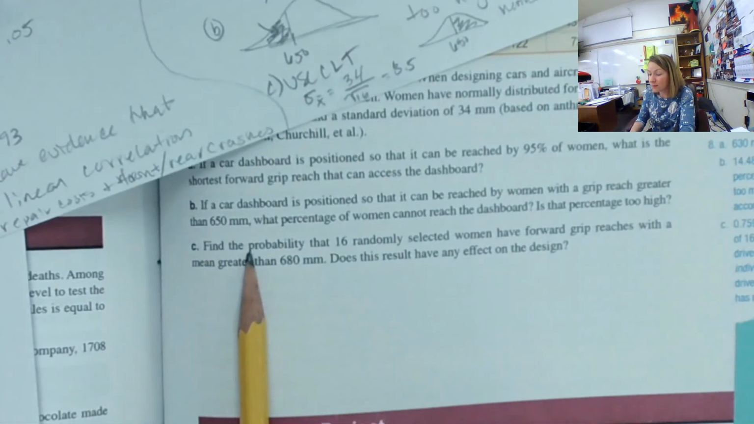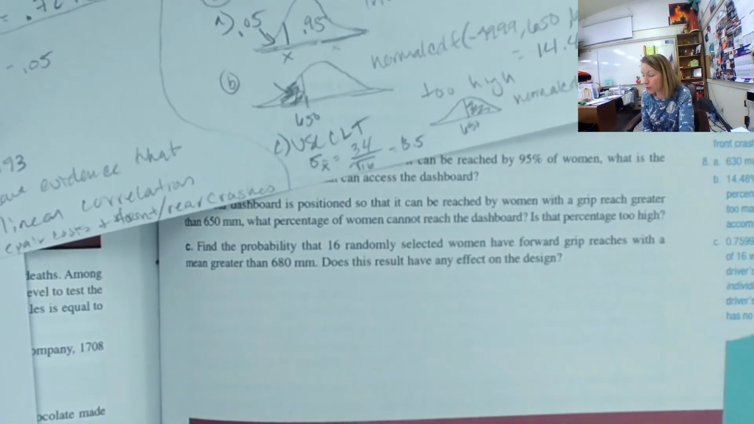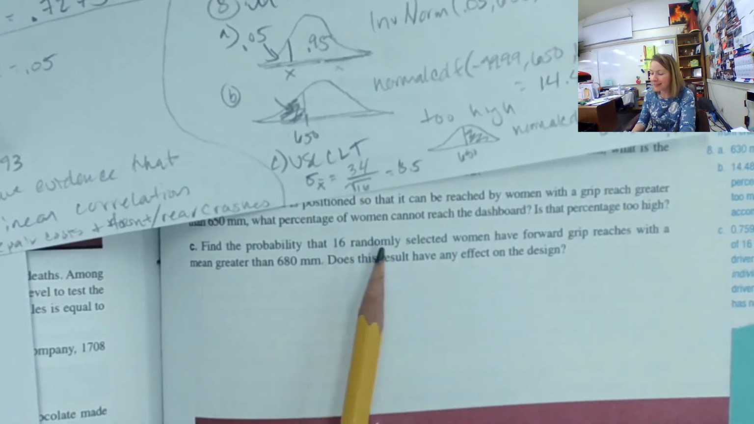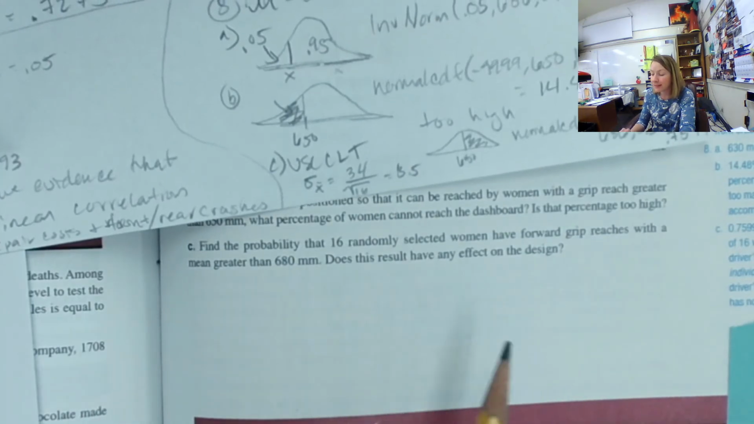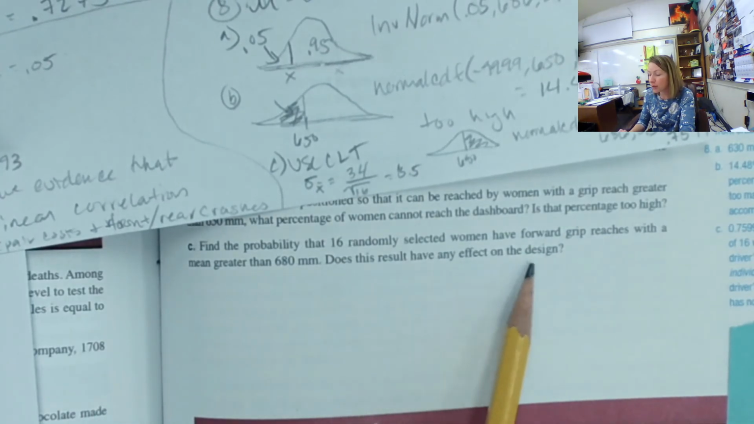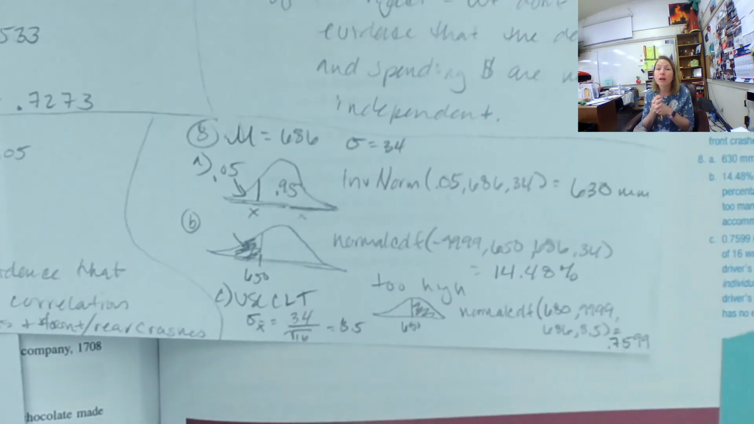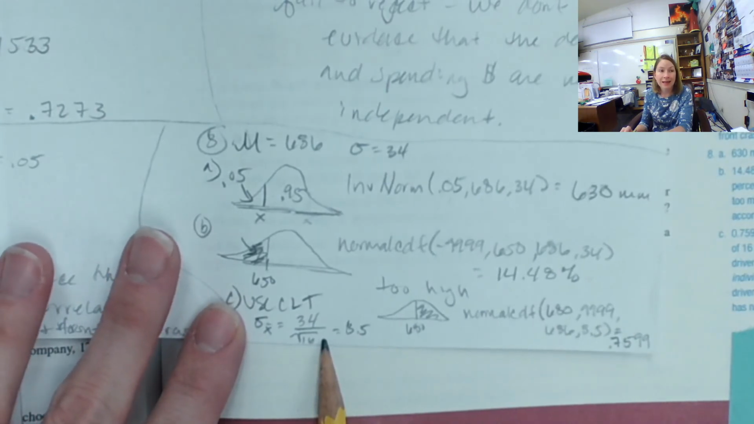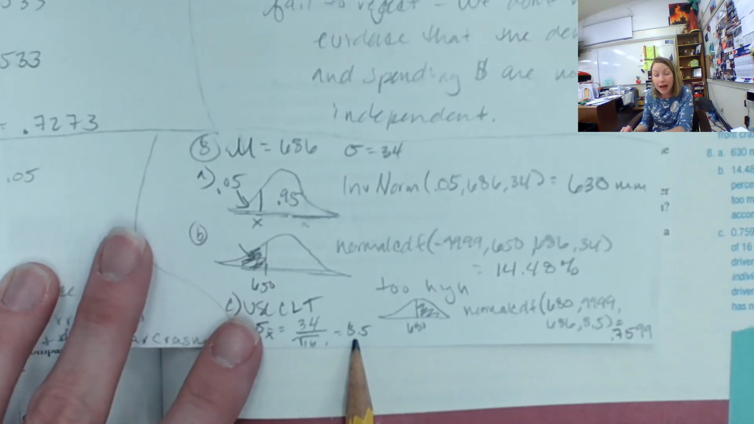The next one says, find the probability that 16 randomly selected women have forward grip reaches with a mean greater than 680. Does this result have any effect on the design? So we've got to use the CLT, right? Central limit theorem, we have a sample and we're looking at that sample mean, right? So that changes our standard deviation. And so I've got 34 divided by the square root of my sample size. So my standard deviation is now 8.5, right?